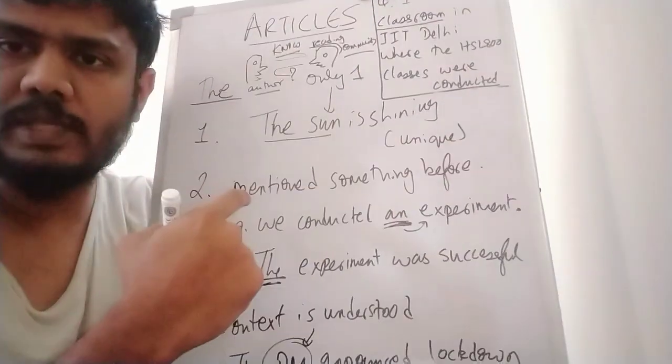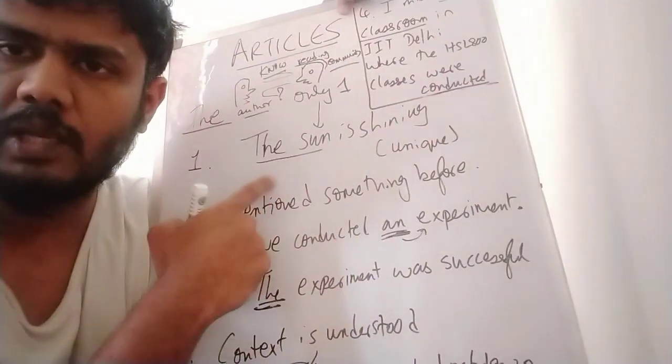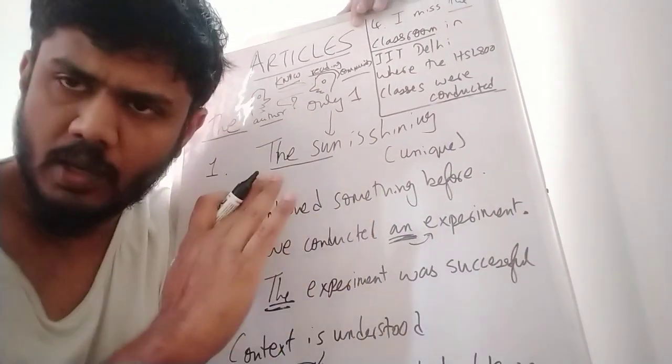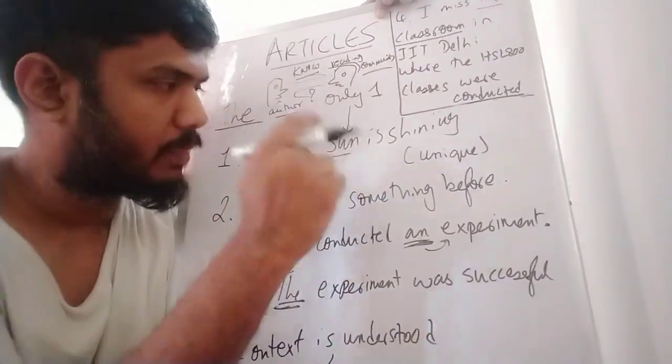So the 4 questions you need to ask are, is it unique? Is it something unique? There's only one of it. There's no way we can get confused. Use the, right?